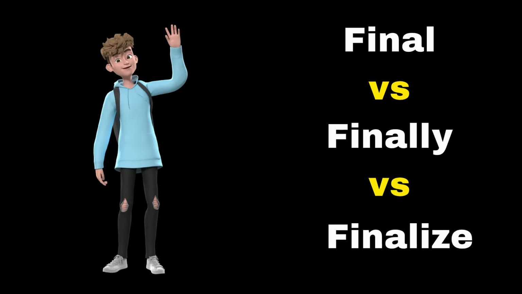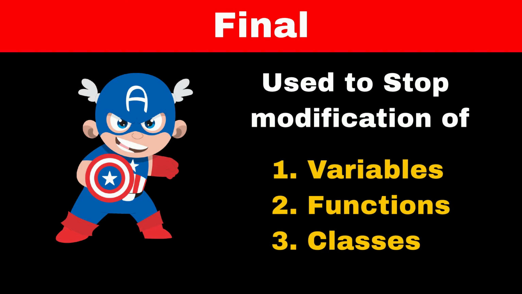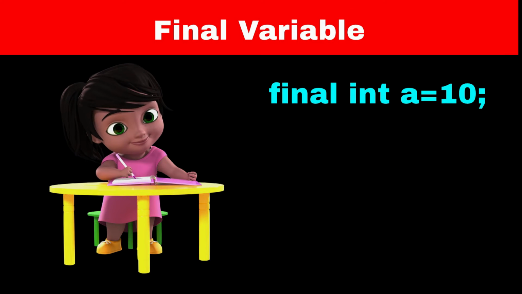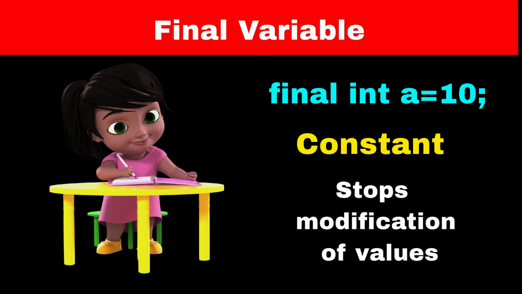What is the difference between final, finally and finalize keyword in Java? In the Java universe, the final keyword is like a superhero with an unbreakable shield. It is used to stop modifications of variables, functions and classes. This means that if we use it with a variable, then Java will treat that variable as a constant and it will not allow us to modify its value in future.